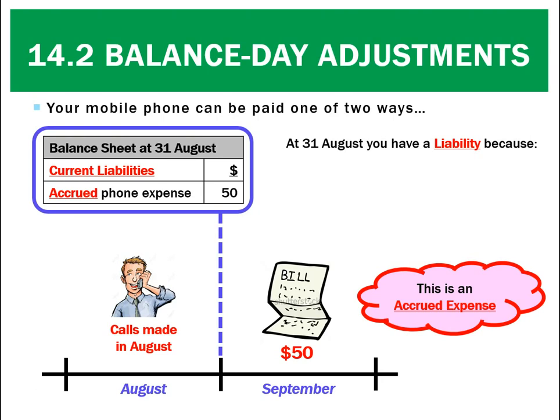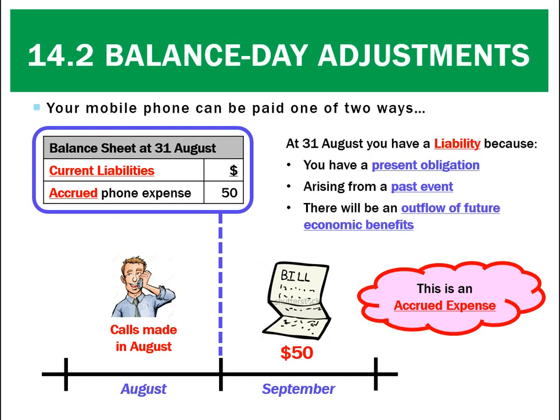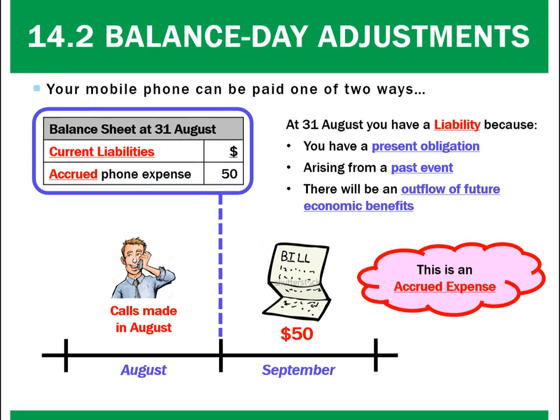And the reason why that's a liability is we have a present obligation to pay back the phone company the $50 on our bill. There was a past event where we made all our calls and downloaded our data in August. And there'll be an outflow of future economic benefits whereby we'll need to pay and send out money to the phone company in order to pay our bill.